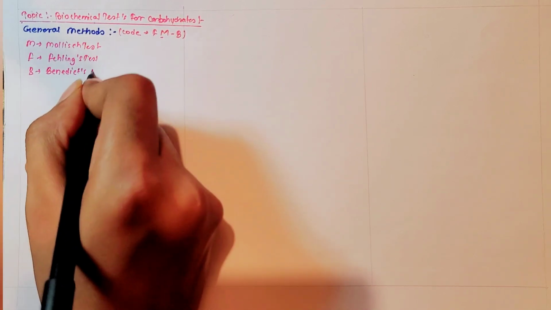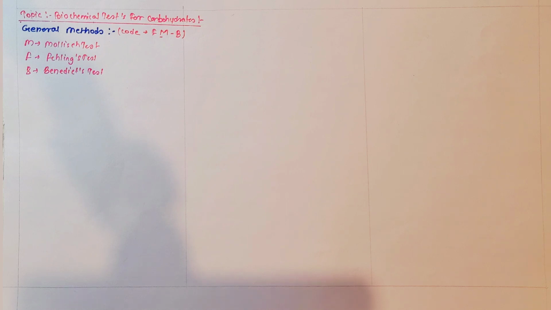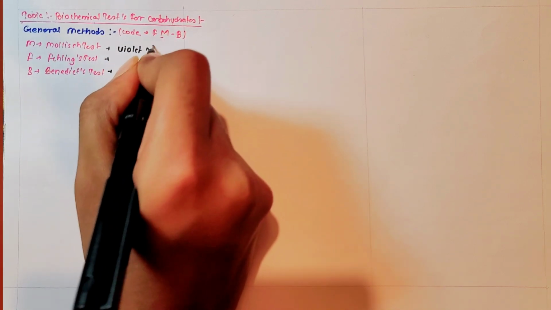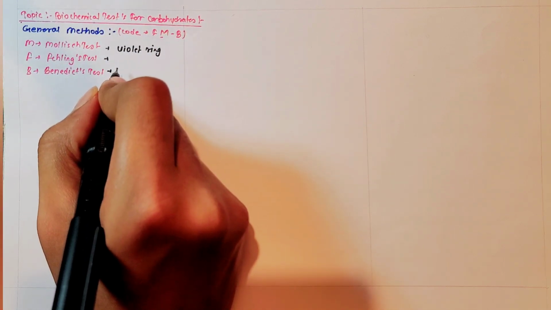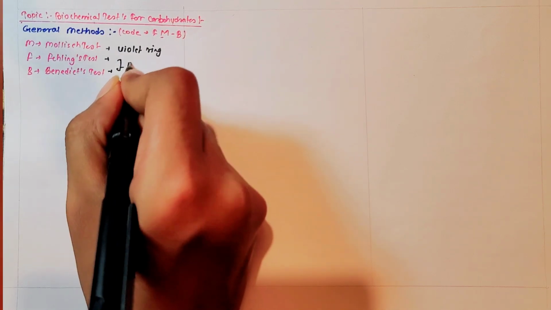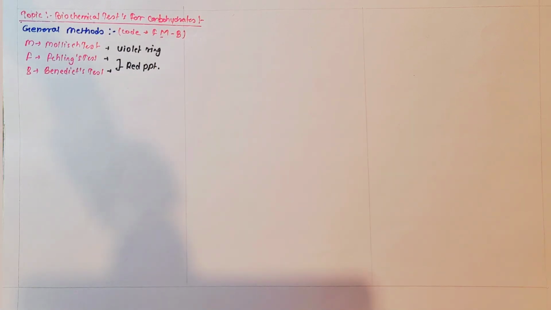Benedict's test. So now we have to just remember the result that will be obtained, the final result which confirms this biochemical test. So in case of Molisch test, we get violet ring formation at site of union of two different types of solution, and the Fehling's and Benedict's, they both get red PPT due to formation of cuprous oxide that we will be studying.